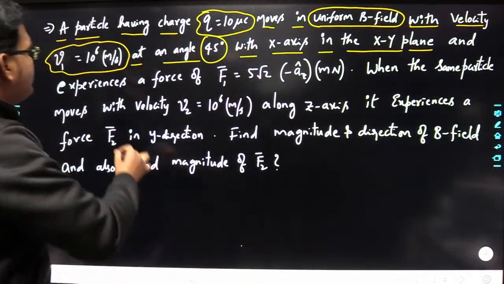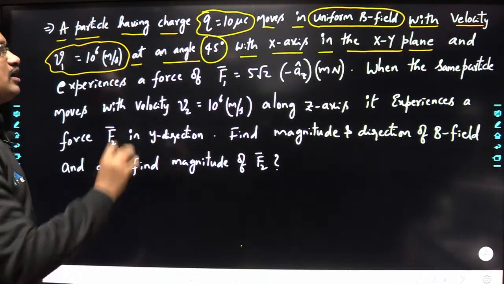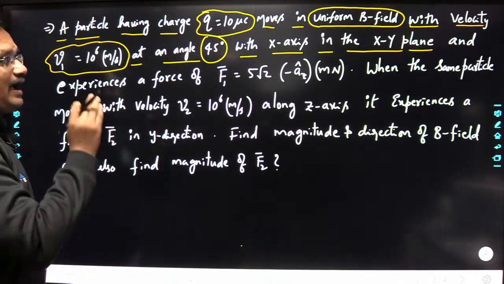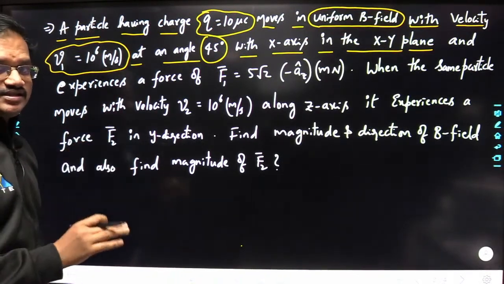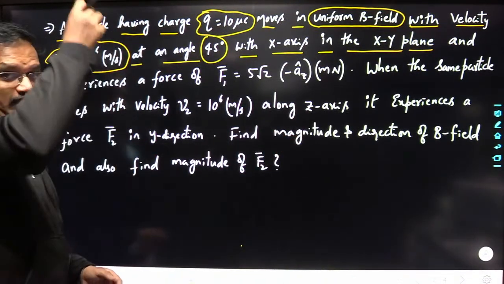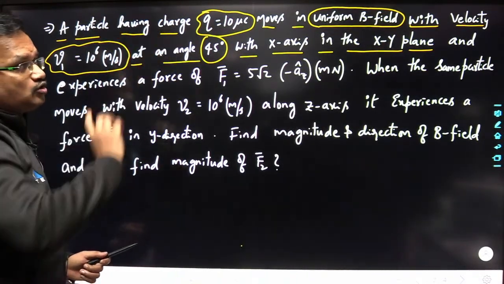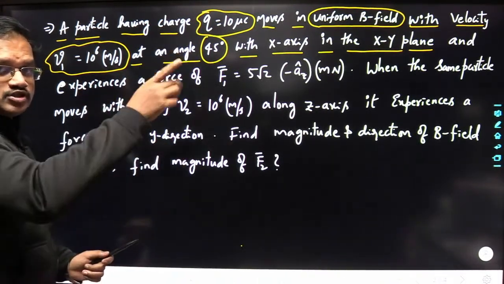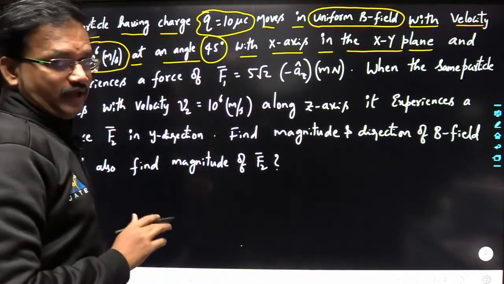Okay, so what they have given here? A particle having a charge q moves in uniform B field with velocity v1 is equal to 10 to the power of 6 meters per second at an angle 45 degrees with respect to what? With respect to x-axis in xy plane. So let us consider this as x-axis and this as y-axis. So the charge particle is moving in uniform B field at an angle 45 degrees with respect to x-axis in the xy plane. Understood?